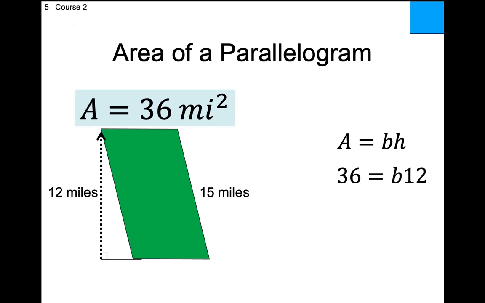You see what I did? There's my H. Hey, what's attached to B? 12. How is B attached to 12? Multiplication. How do we get rid of multiplication? So we divide both sides by 12. That's where the 3 came from. Yes? Yeah, that was it.